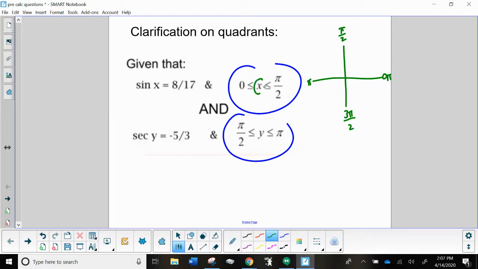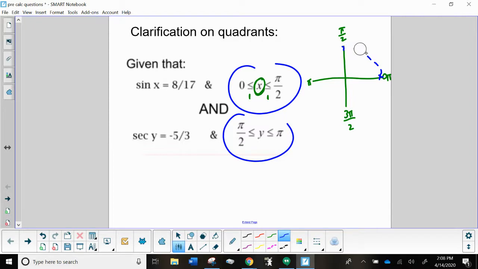So when they say that the angle x is in between 0 and pi over 2, think of it like this. They're saying, okay, it's somewhere between here and here. I don't know where, but it's somewhere in quadrant 1.